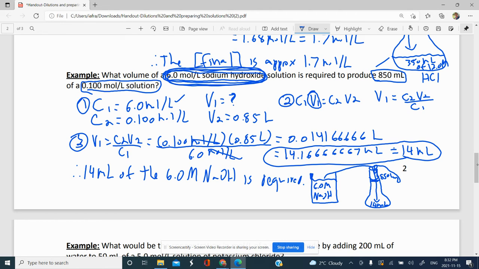Because again, the total volume of the solution is 850 mL. You started off with 14 mL from here, and so you must have added about 836 mL of water to get you your 850 mL altogether. And so that's the volume of stock solution you need in order to dilute it to the final volume, to get that final solution of 0.100 moles per liter.